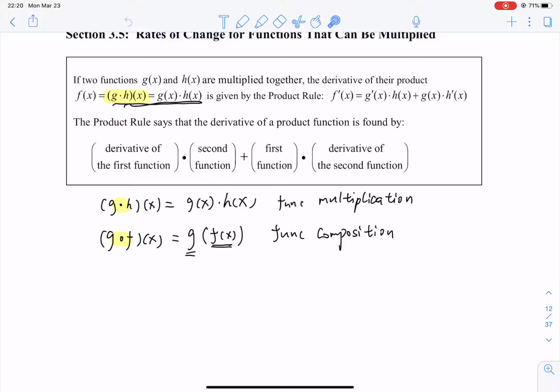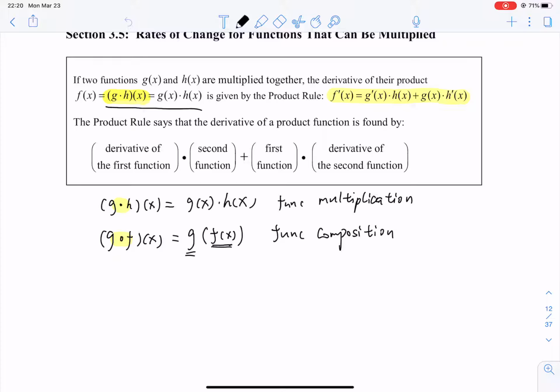Now let's answer the question: what is the derivative of the product of two functions? This is a very important formula. If this is your first time seeing this formula, just memorize it. This is very important.